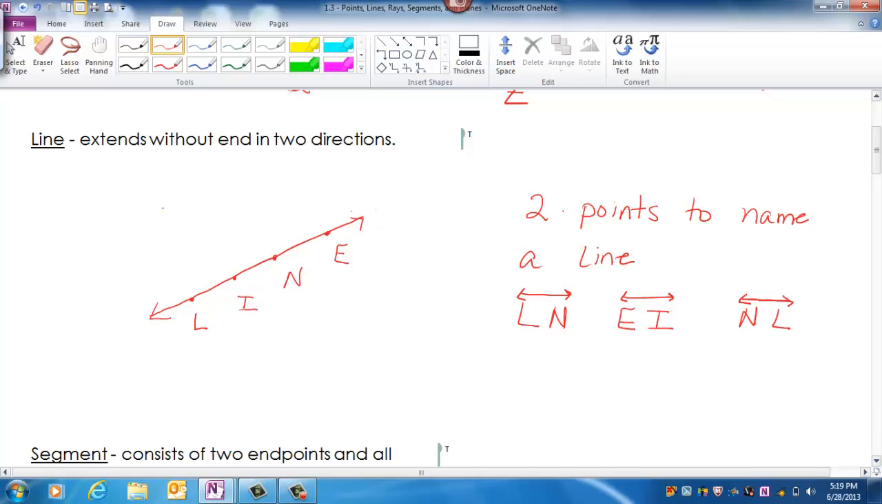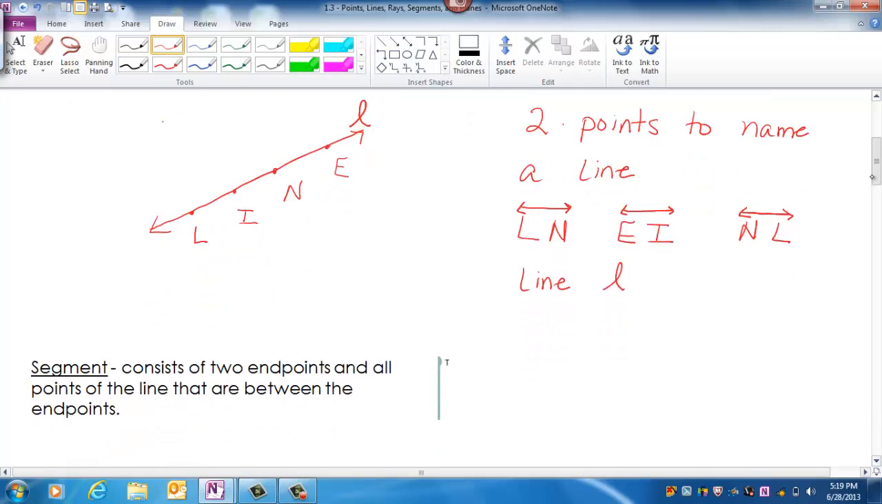Sometimes you'll also see a cursive lowercase letter, like this is a cursive L. You could also describe this line or name this line by writing line and then the cursive letter. We don't use that one quite as often though.